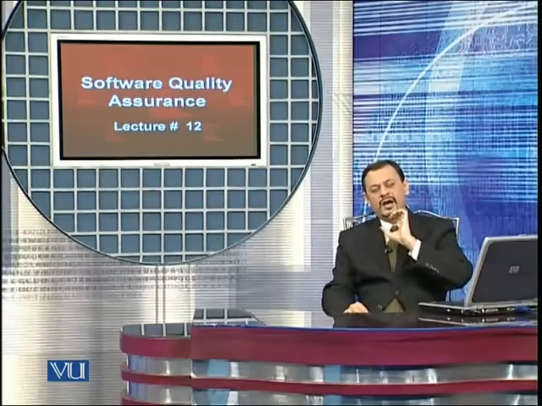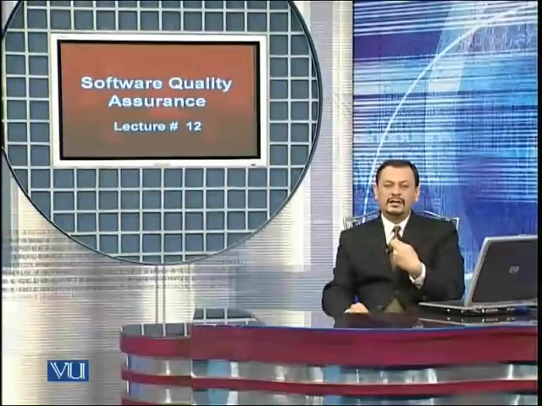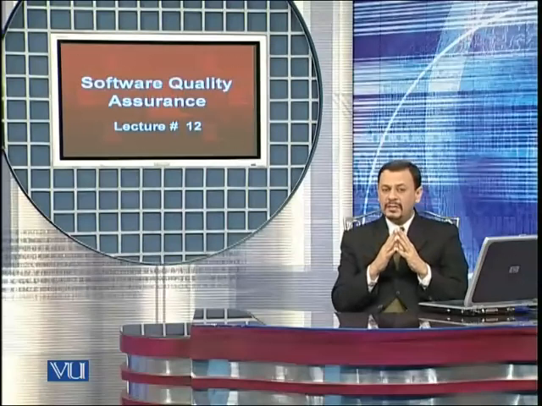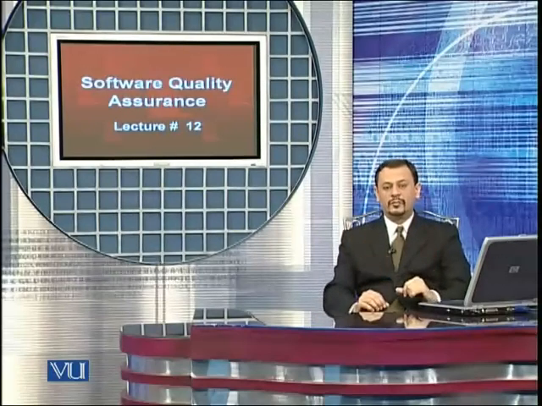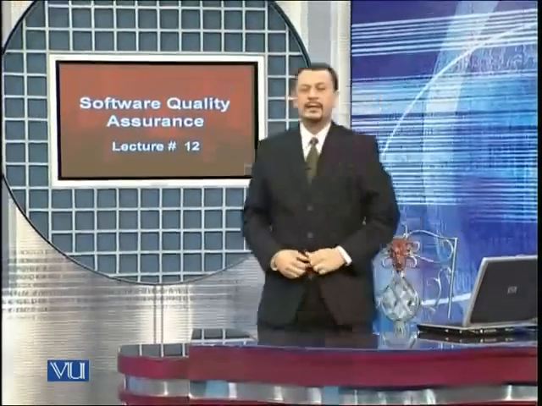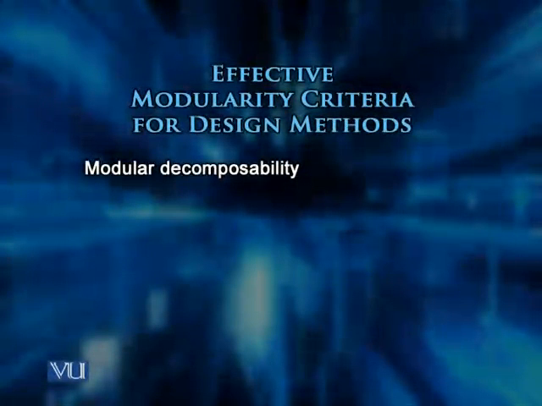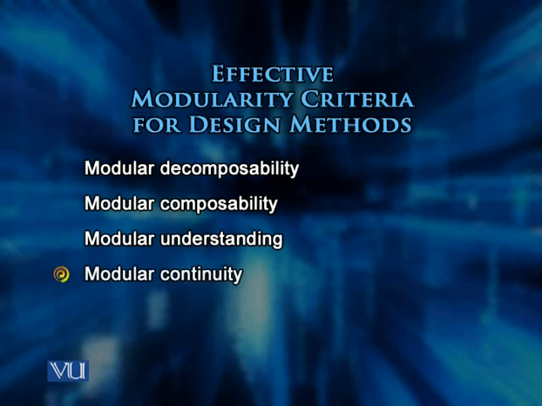Now let's look at 5 concepts. These are the effective modularity criteria for design methods. We have talked about modularity in software design, but let's now talk about these criteria, and if these criteria are available in the design methods, then that method, when applied faithfully, can result in creating good modules for the software design model. These 5 criteria are: number 1, modular decomposability; number 2, modular composability; number 3, modular understandability; number 4, modular continuity; and number 5, modular protection.